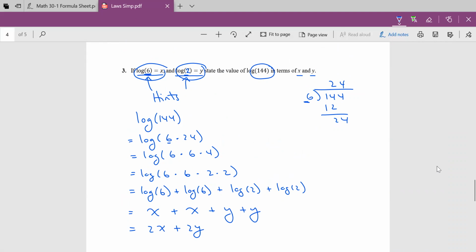That's it, friends. There is using your laws of logarithms to simplify, expand, and what I call puzzle questions.